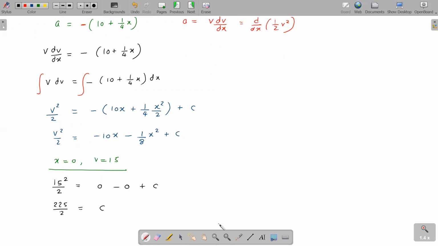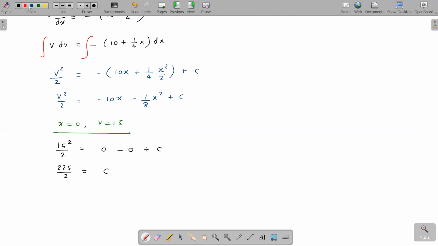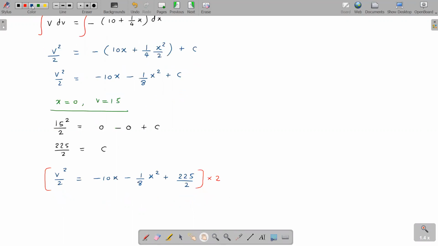So then input the c value back into the main equation, and I end up getting v square over 2 equals minus 10x minus 1 over 8x square plus 225 over 2. And then I prefer to keep my equation nicely with only the v square here. I'll remove the division by 2 by multiplying everyone by 2. So I get here v square equals minus 10x minus 1 over 8x square. Sorry, I'm multiplying everyone by 2. So is it minus 10x?